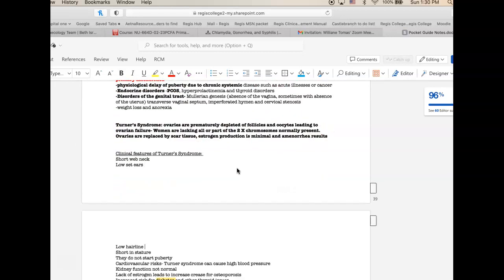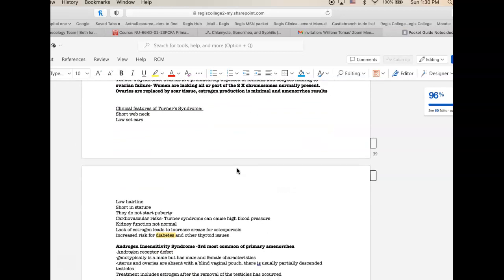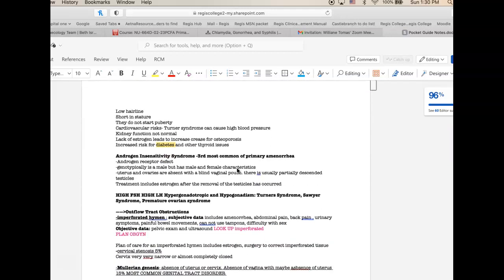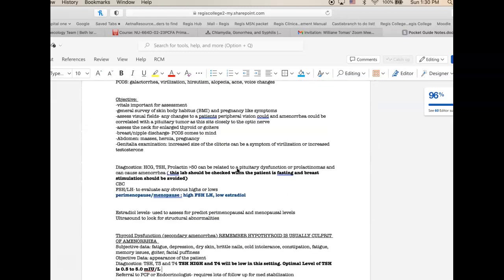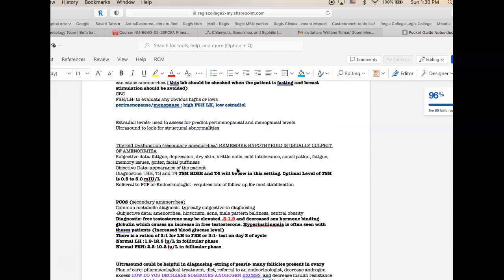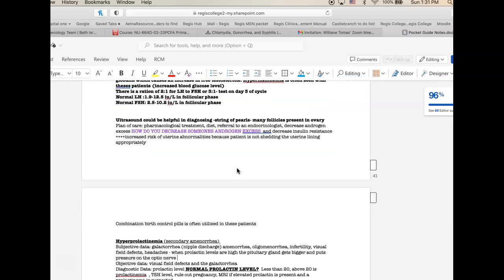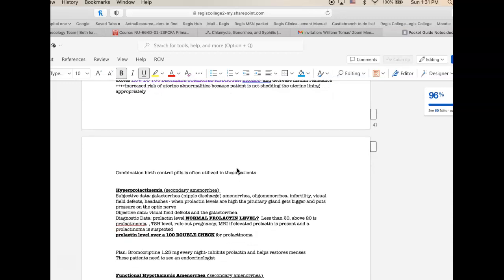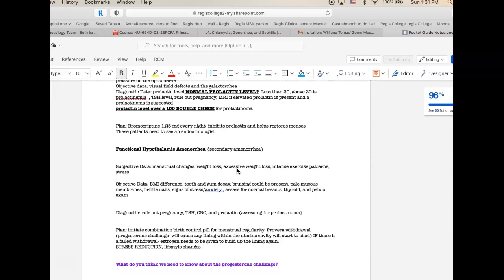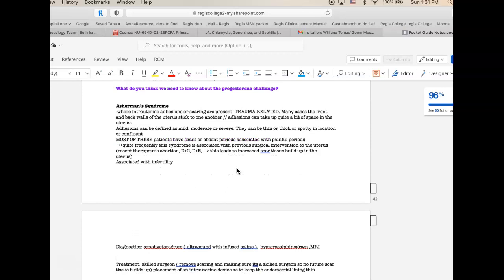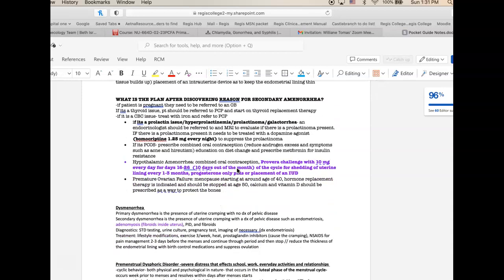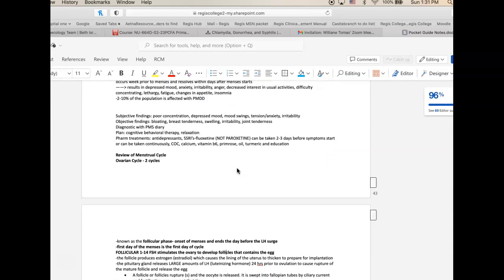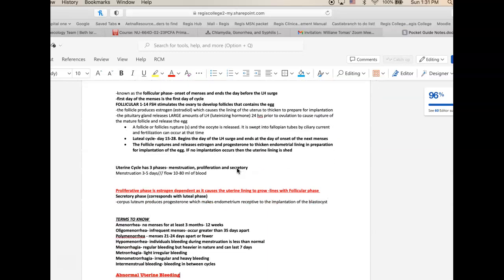The Tanner stages I included as well because we're going to see that quite a bit, as well as different types of reasons for primary and secondary amenorrhea. PCOS, another very common reason we were going to maybe see amenorrhea, and how to diagnose that, as well as hyperprolactinemia. I included that in my pocket guide. More of the functional hypothalamic amenorrhea, Asherman syndrome, dysmenorrhea I included.